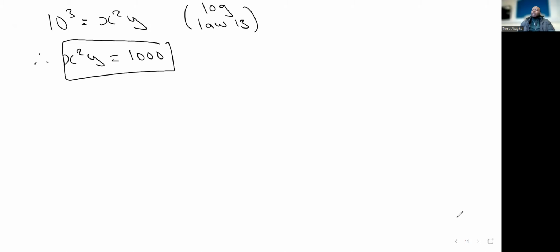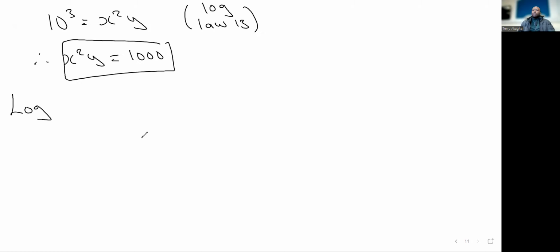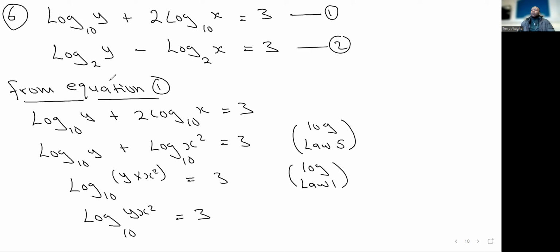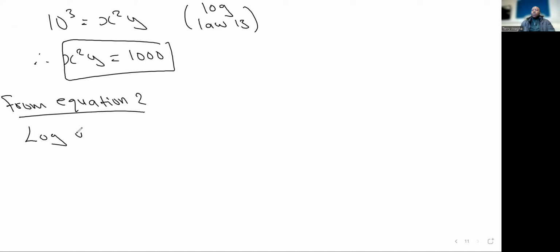We're going to do exactly the same thing to equation 2. We have to convert this equation to index form. So we have log y to base 2 minus log x to base 2. So from equation 2, I'll write it out so that it will be easier for those that are taking notes. So we have log y to base 2 minus log x to base 2 is equal to 3.